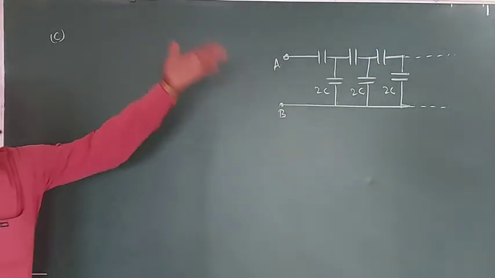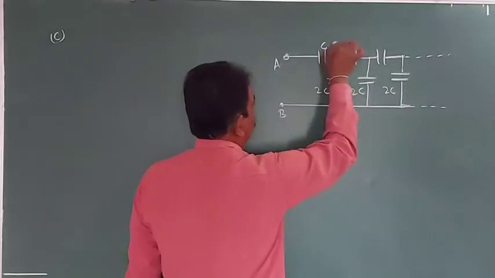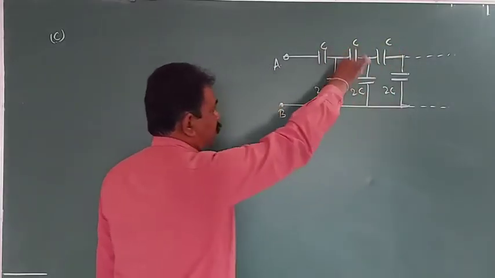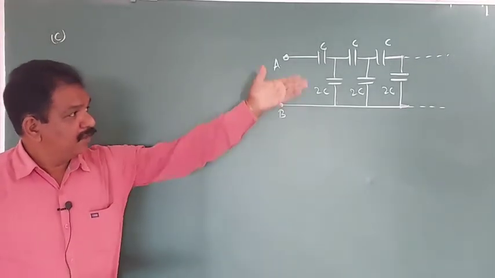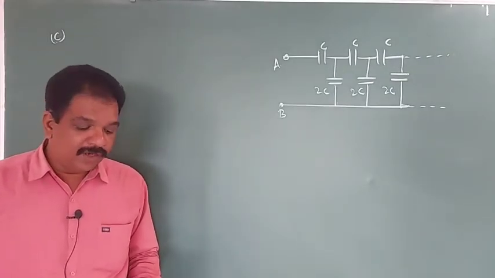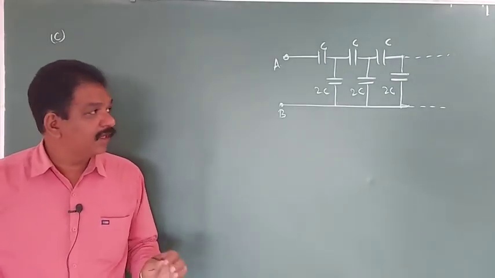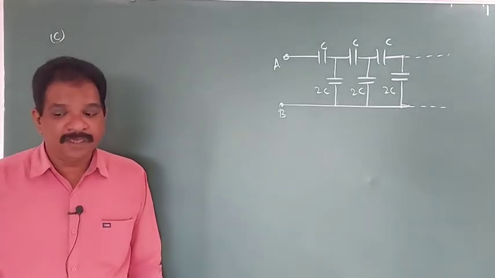That is an infinite circuit. The circuit is repeating in the same manner. C to C, C to C, C to C, like that. The circuit is repeating, it becomes an infinite circuit. Then they are asking, what is the effective capacity between A and B?